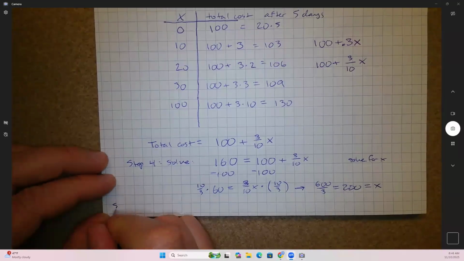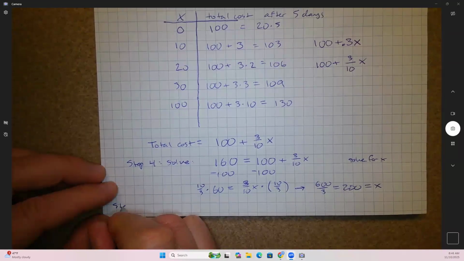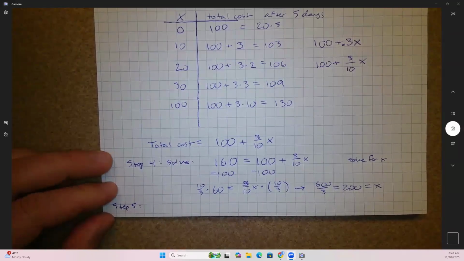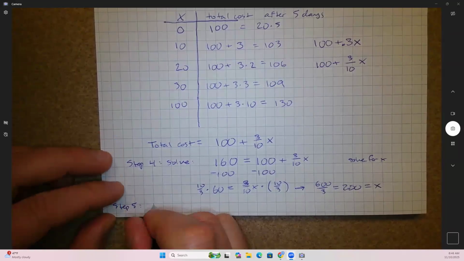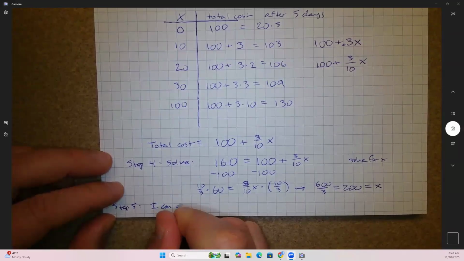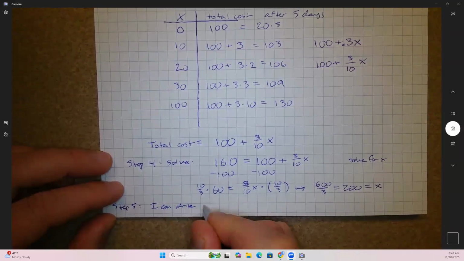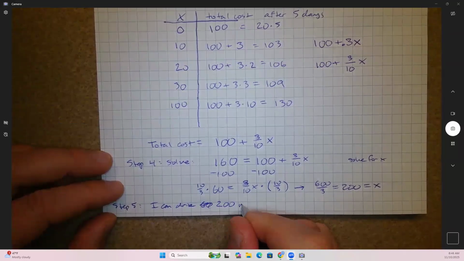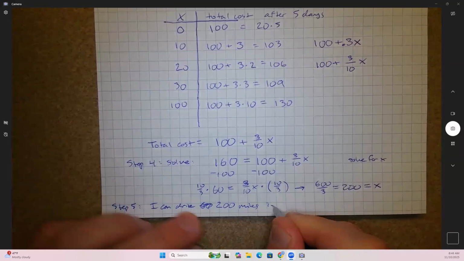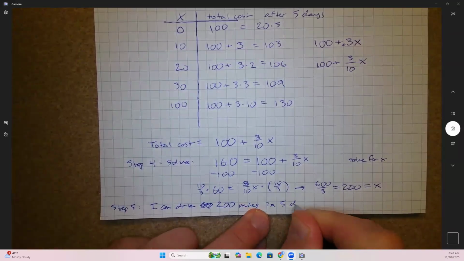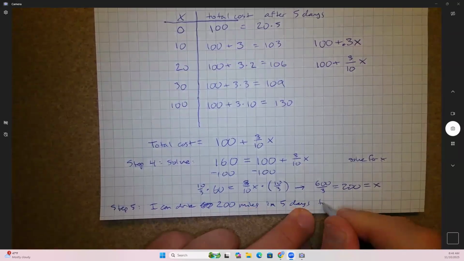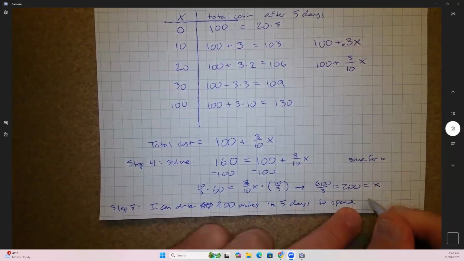I'm gonna squeeze step 5 here, just so it all fits on one page. Write your answer in the context of the situation. I can drive 200 miles in 5 days to spend $160.